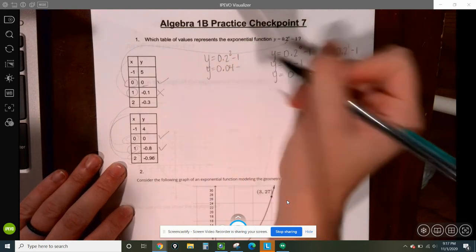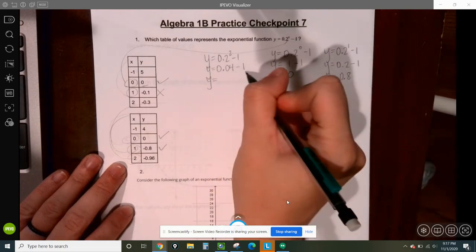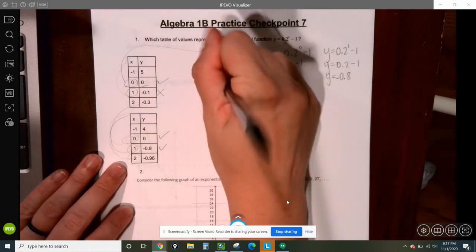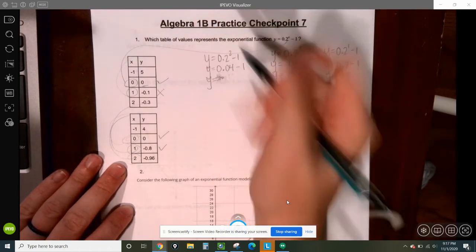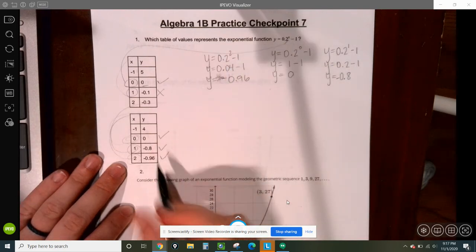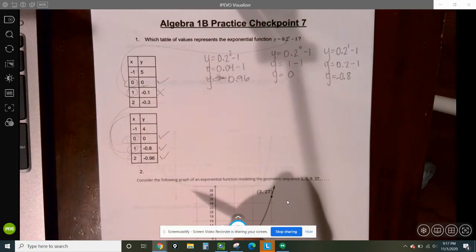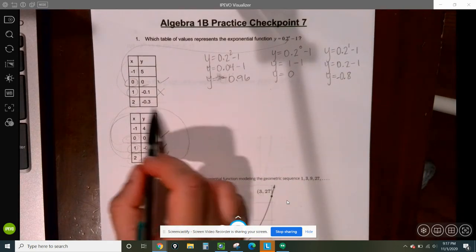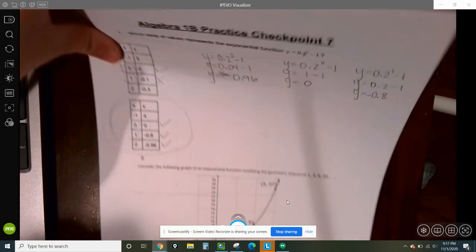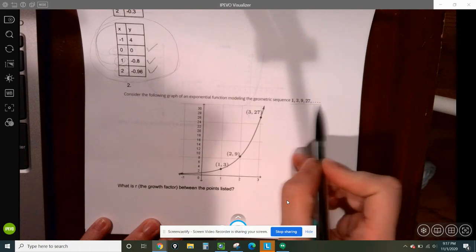Remember, it's okay to use a calculator if you need to. Minus 1. So 0.04 minus 1 would be negative 0.96, which is what came out here. Yep, so it looks like this table of values is going to work. And you can test that negative 1 also if you want. So which table of values works? It's this one. Okay, number 2, consider the following graph of the exponential function modeling the geometric sequence right here.